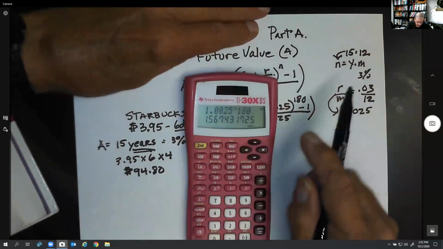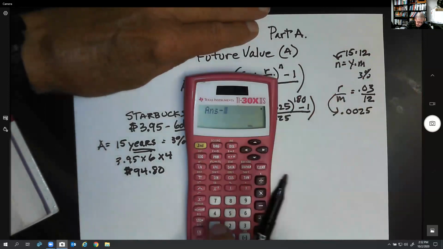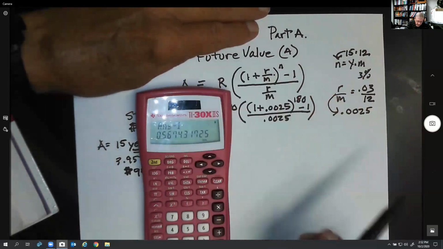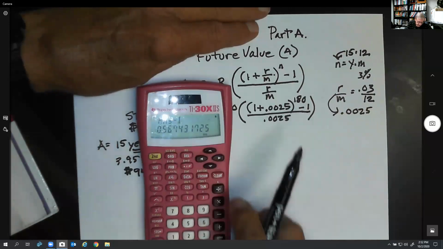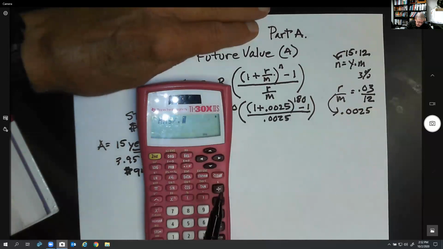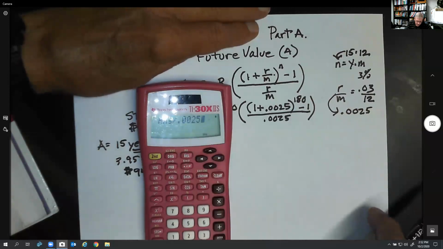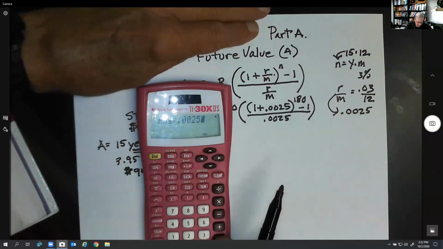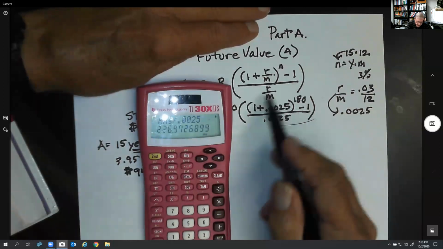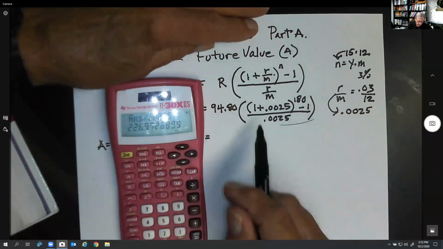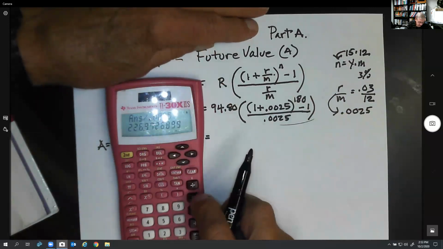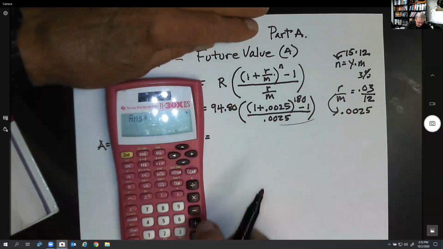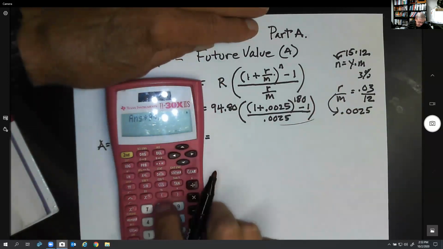Now we're going to subtract 1. That's a new number we have. So we did this, we raised it to the power, we subtracted 1. Now we're going to divide it by, hit divide, 0.0025. See, I'm just leaving all this in, and then I'm going to hit my equal sign. That's what I have when I did this whole parentheses. Now I'm going to multiply that by how much you're putting in the bank every month, hit my times sign, 94.80.